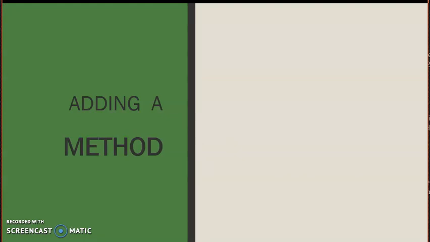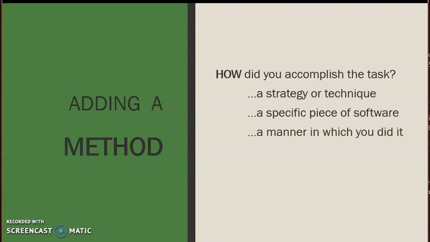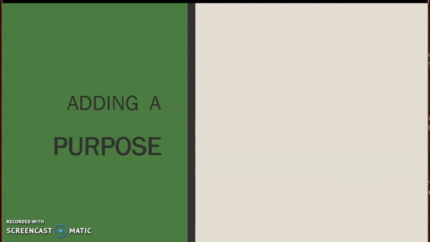How do we add a method? A method is about how you accomplished this task that you're listing. Maybe you utilized a particular strategy. Maybe you used a specific software to do this task. Maybe you did the job in a certain manner. "By" is a good connecting word here. So you add the word "by" to the end of your current bullet point and then you incorporate the method after it.